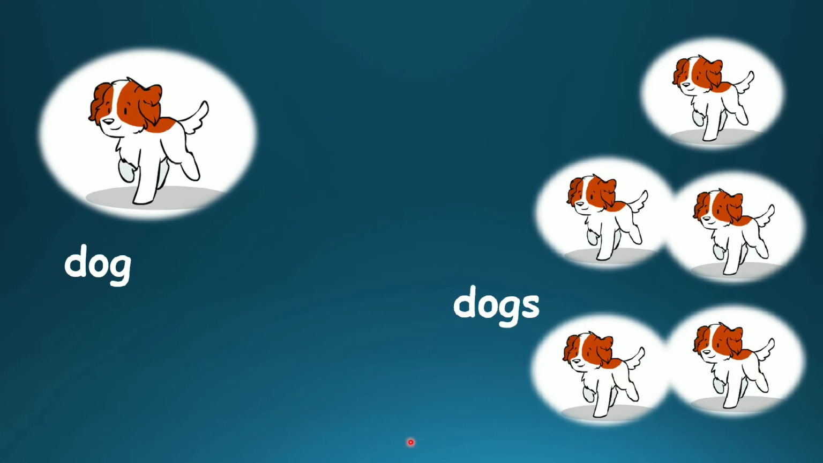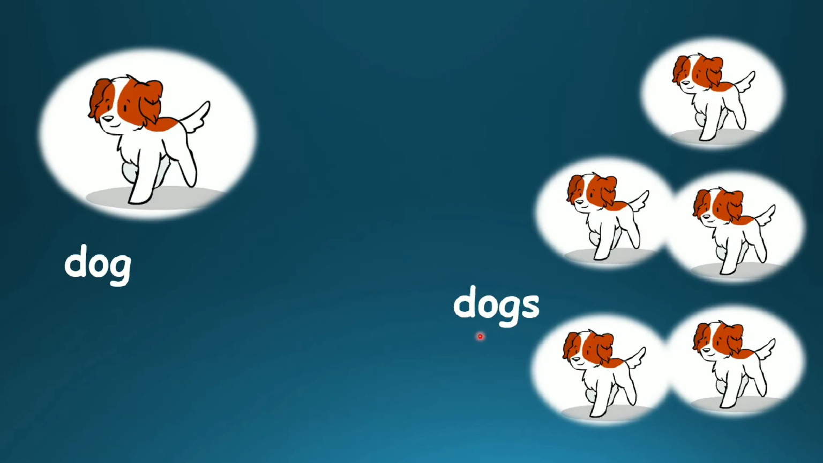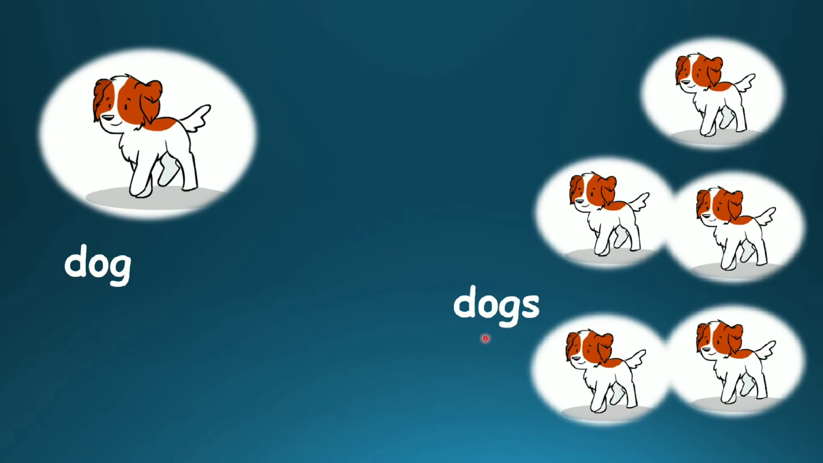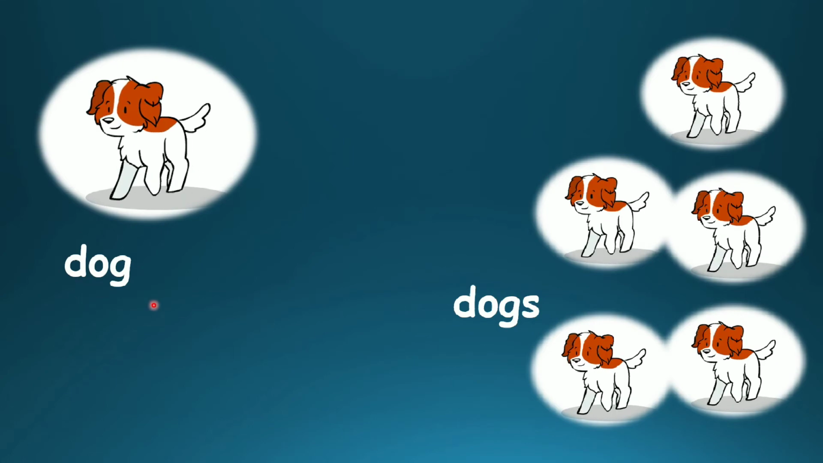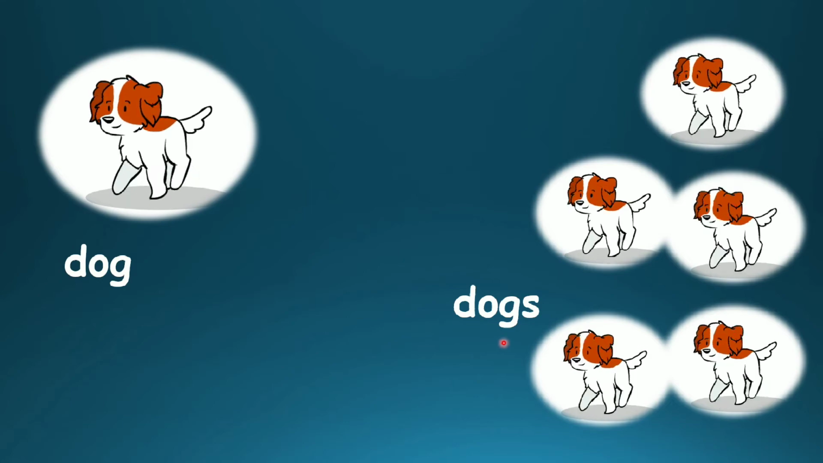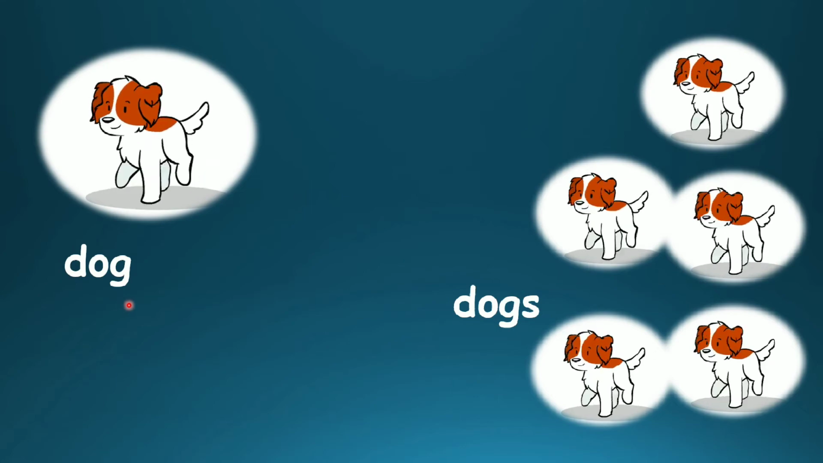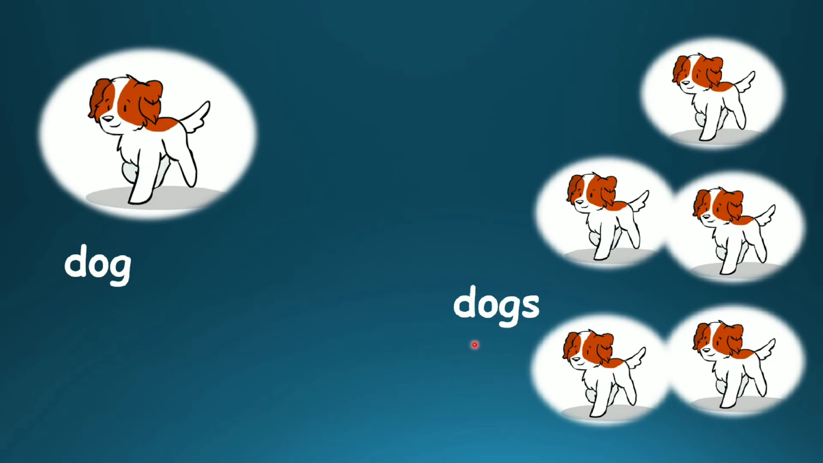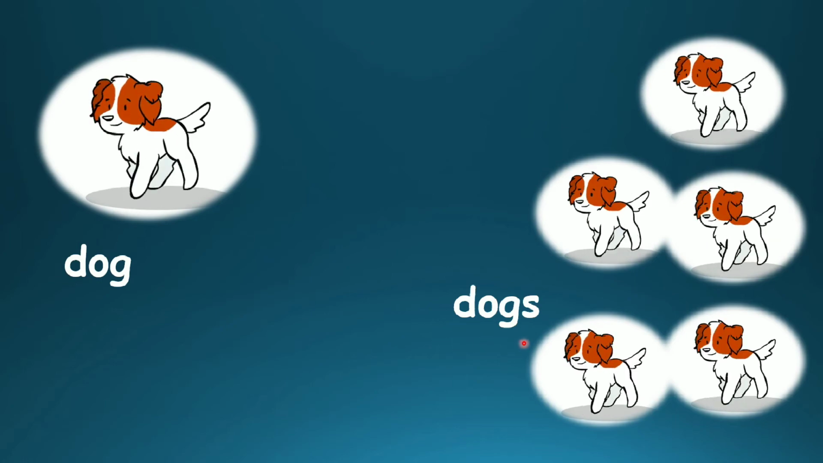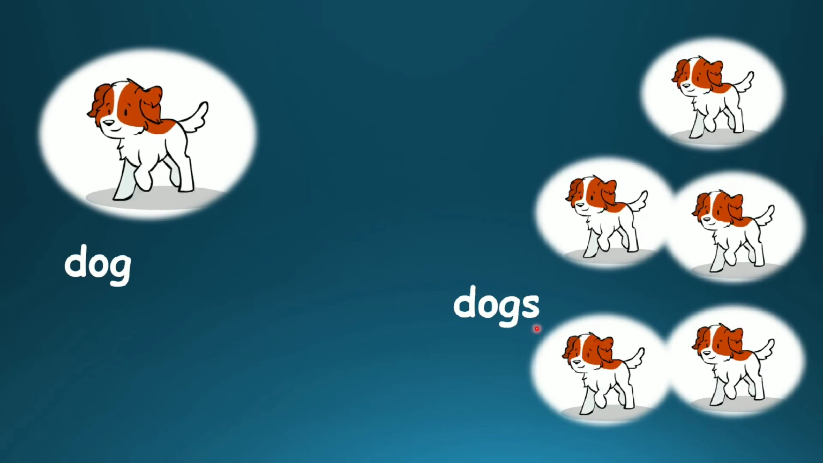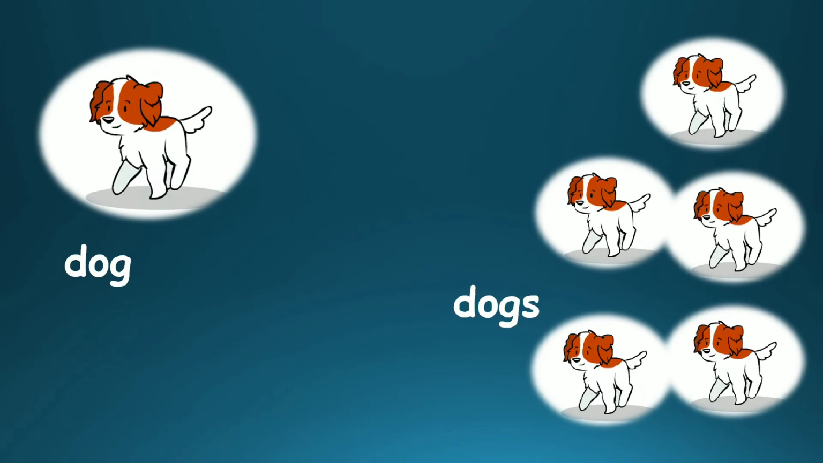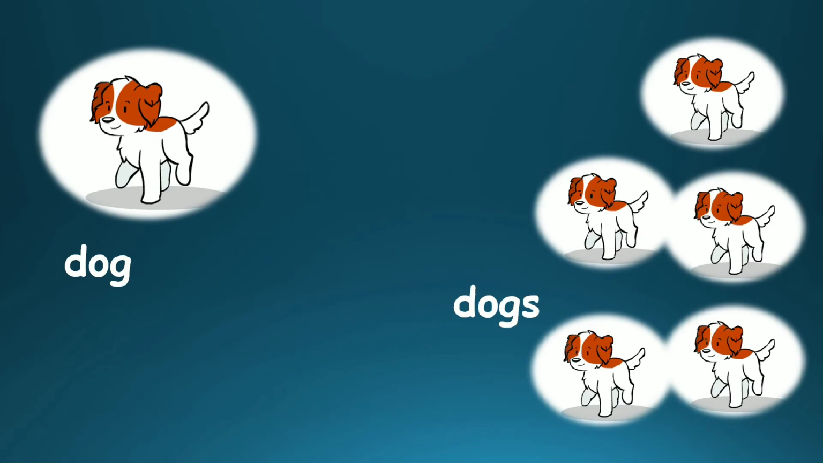So we say dogs. Why? Because they are more than one. So this side we have dog, and here we've got dogs. Dog, dog, dog, and here dogs, dogs, dogs. You see, we have that letter S and the S sound at the end because they are many. They are more than one.